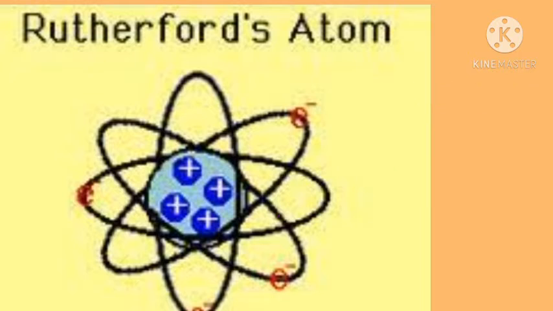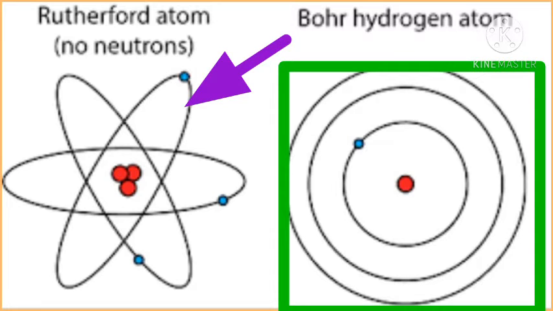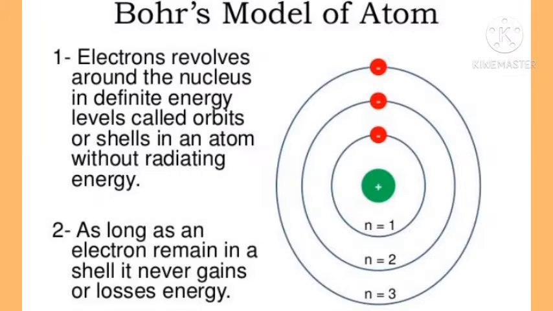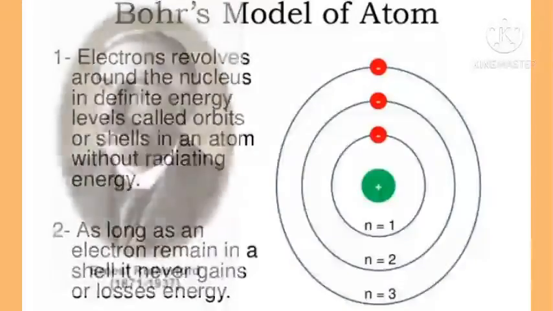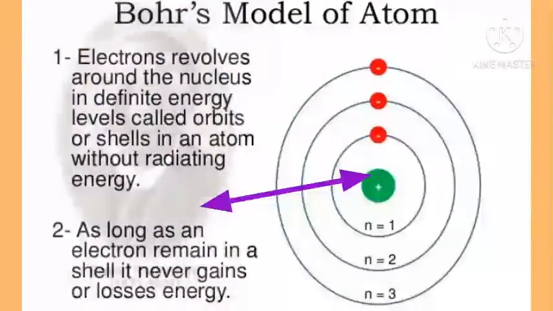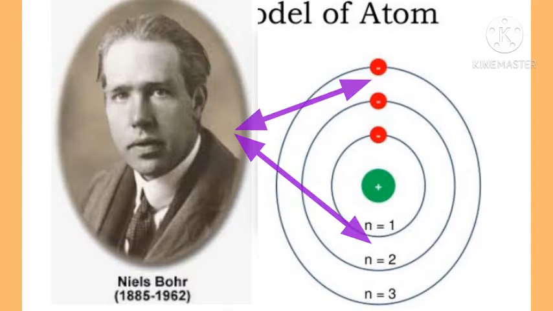is surrounded by negatively charged electrons. Bohr modified this atomic structure model by explaining that electrons move in fixed orbits, that is shells, and not anywhere in between. And he also explained that each orbit, that is shell, has a fixed energy level. Rutherford basically explained the nucleus of an atom, and Bohr modified the model into electrons and their energy levels.